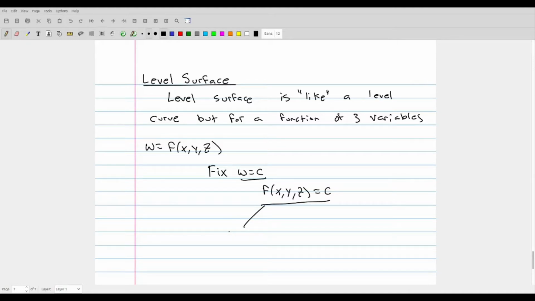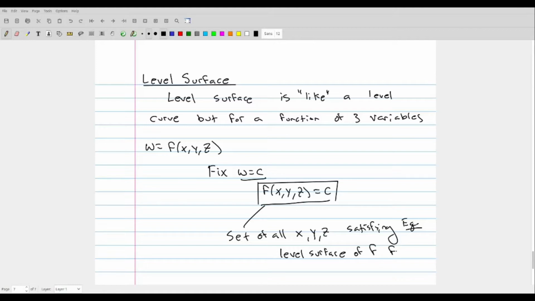The set of all points x, y, z that satisfies this relationship, f of x, y, z equals c, is called the level surface of the function f corresponding to the value c.